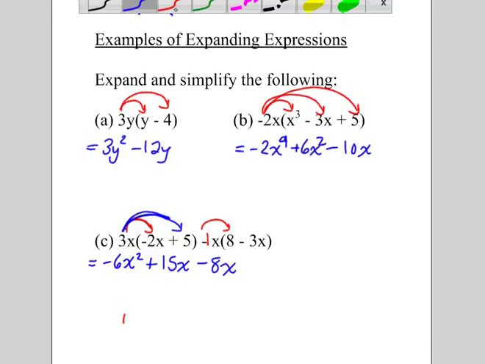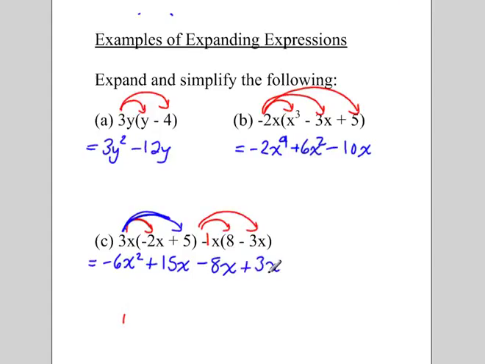And then be careful with your signs on this last one. Negative 1x times negative 3x, so x times x is x squared, so that should be positive 3x squared.